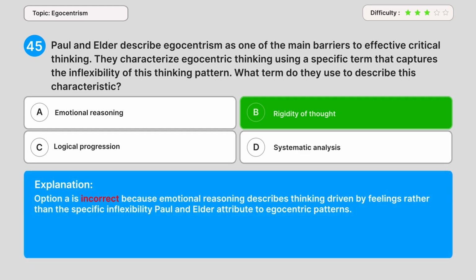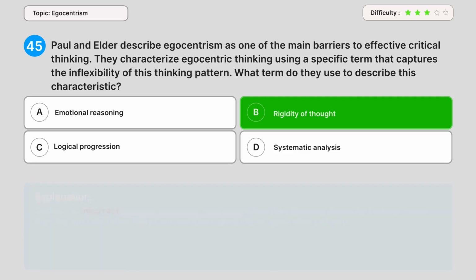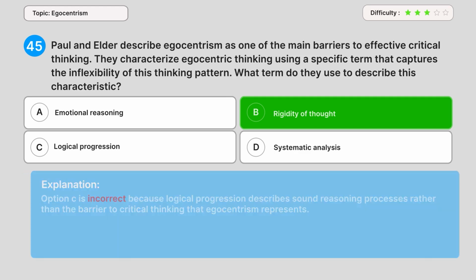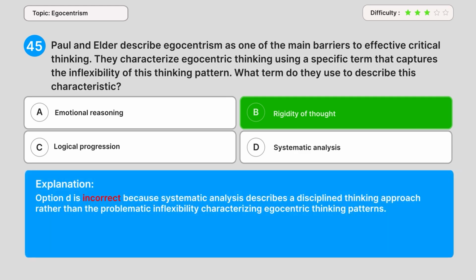Option A is incorrect because emotional reasoning describes thinking driven by feelings rather than the specific inflexibility Paul and Elder attribute to egocentric patterns. Option C is incorrect because logical progression describes sound reasoning processes rather than the barrier to critical thinking that egocentrism represents. Option D is incorrect because systematic analysis describes a disciplined thinking approach rather than the problematic inflexibility characterizing egocentric thinking patterns.